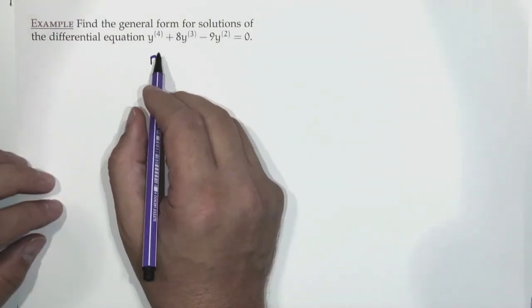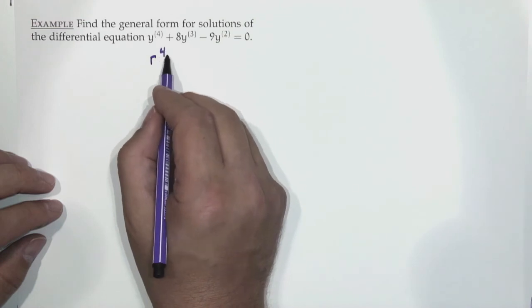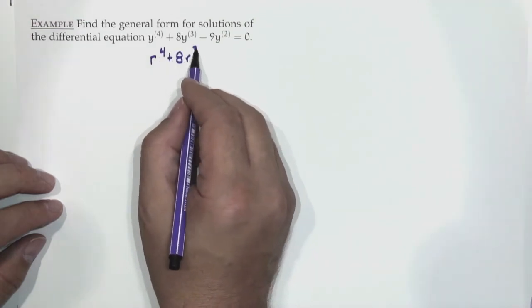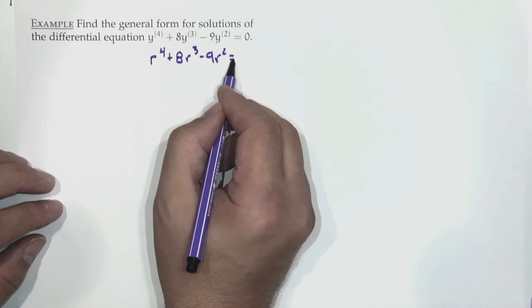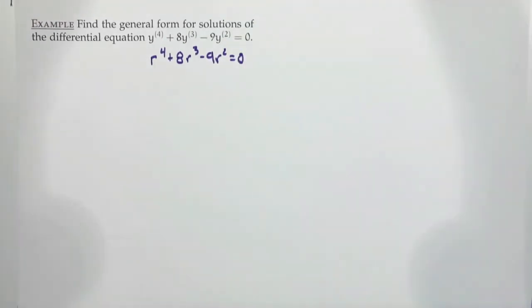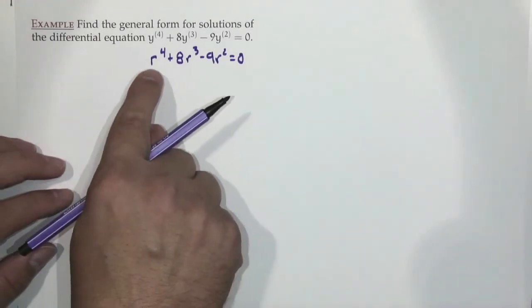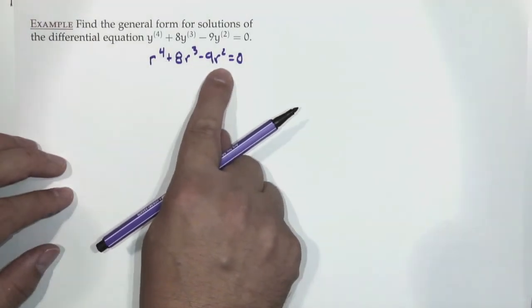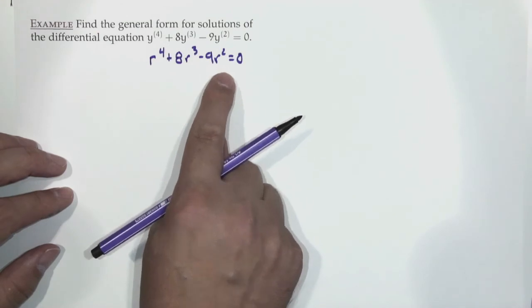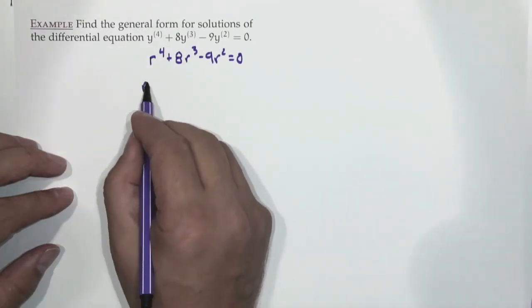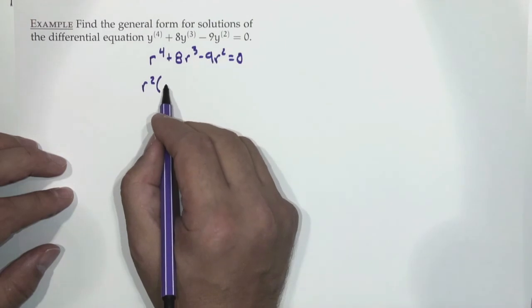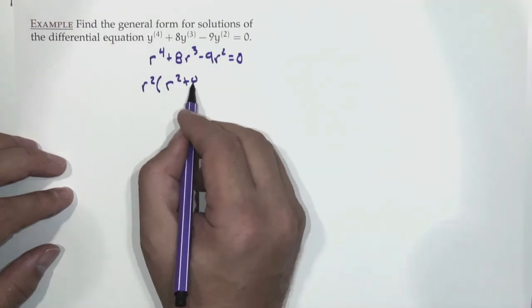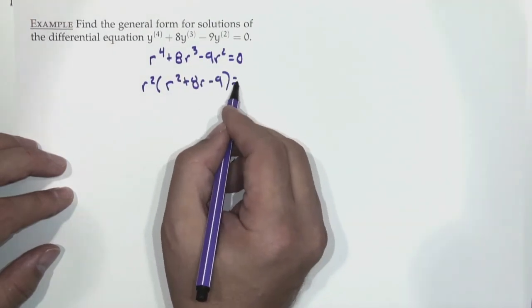Turn it into a polynomial, which would be r to the fourth plus 8r cubed minus 9r squared equals 0. Well, what can we do with this polynomial? Factor it, find roots. Now, normally fourth degree is scary, but it's not so scary. What can you do with this to start? Yeah, factoring r squared out. So it's r squared times r squared plus 8r minus 9.